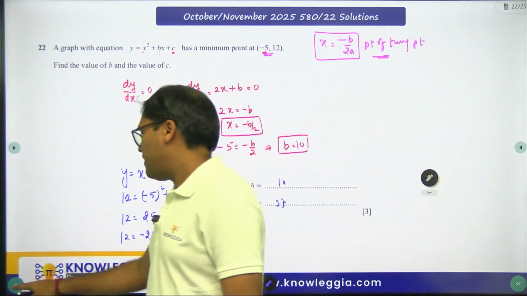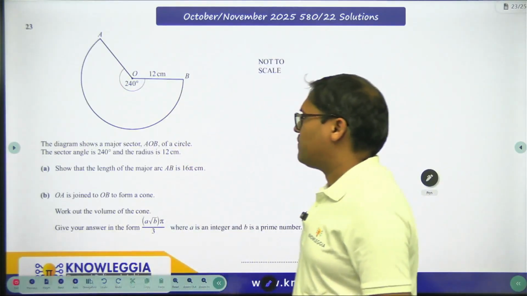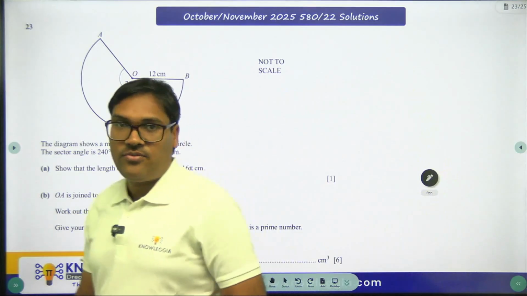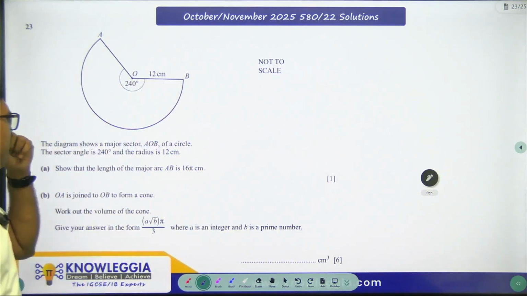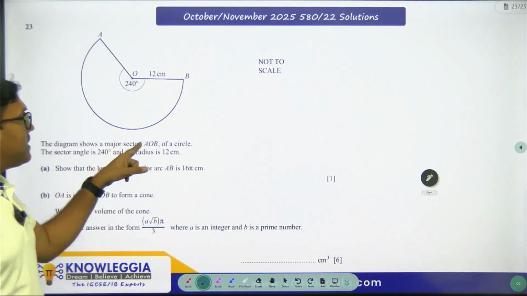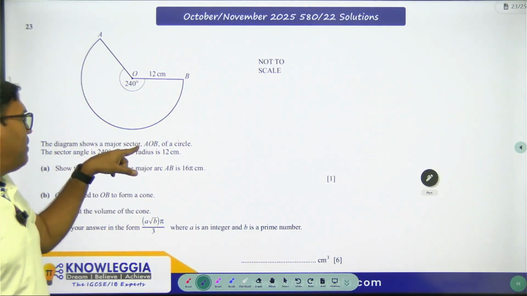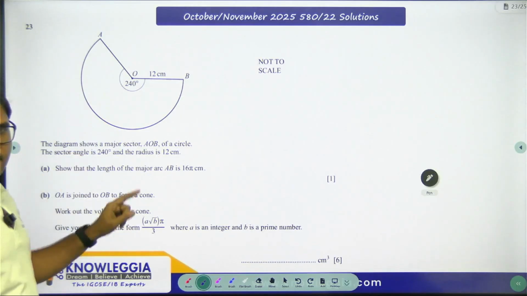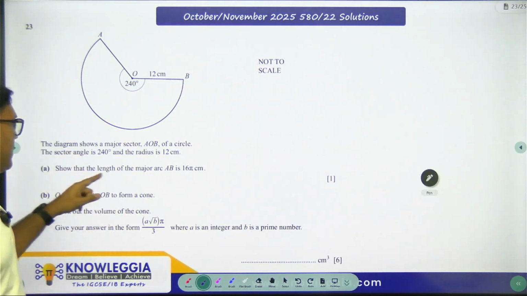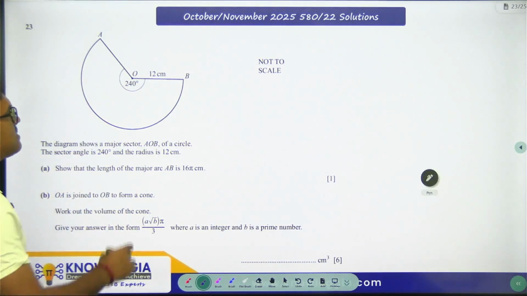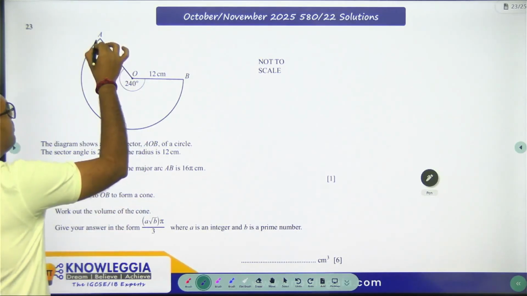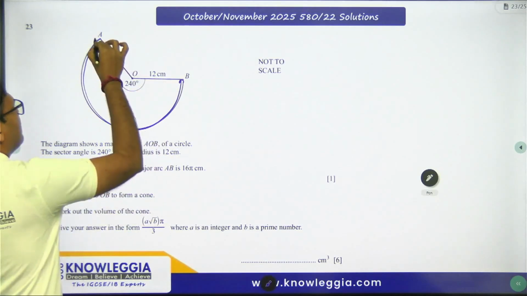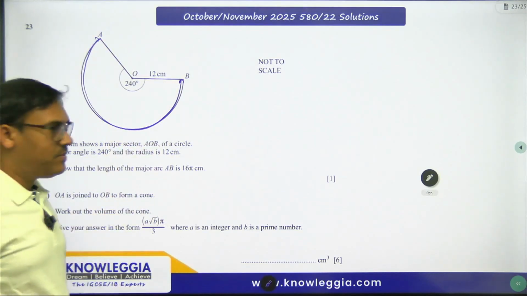Okay. So now the next question. Now this one is an interesting question on the nets of cone. So now see here. The diagram shows a major sector of a circle AOB. The sector angle is 240, radius is 12. Show that the length of major arc is 16 pi. So basically, you have to find the length of this major arc. Now, how will you find the length of major arc? That is a simple direct formula application.